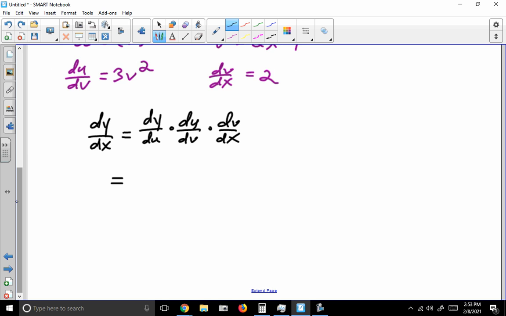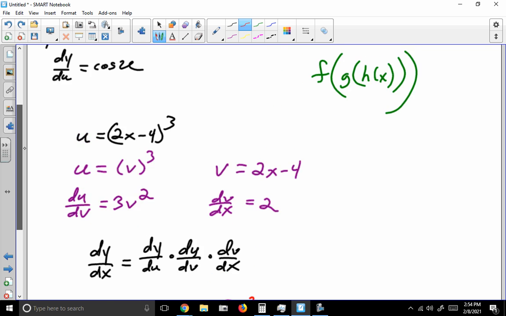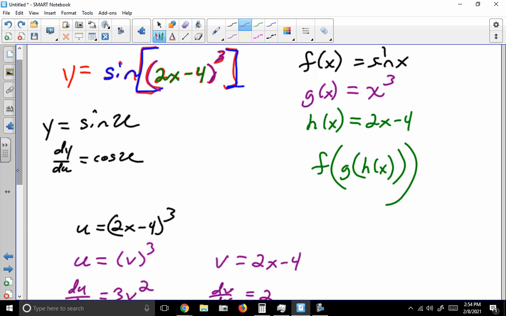So what is dy over du? That's cosine of u. So that's the derivative of the outside function. Let's call that the most outside function. And then we're going to take that times du dv. That's 3v squared. Well, where did that come from? That was the derivative of this. That was the derivative of the cube. That was the middle function.